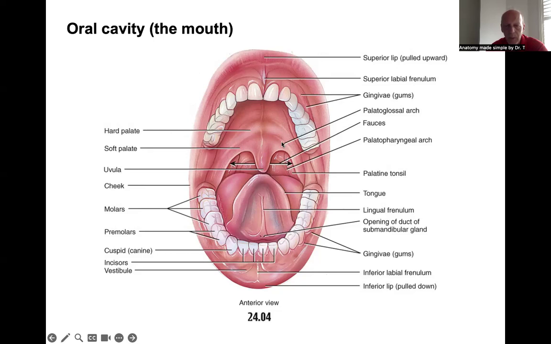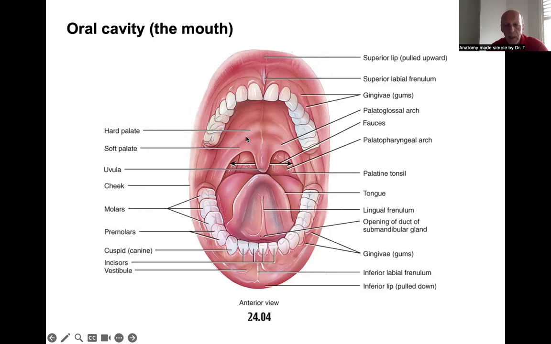Posterior to the hard palate comes the muscular segment of the palate covered with mucous membrane. We call it the soft palate. And one of the interesting details of the soft palate is the uvula, which we see hanging free from the soft palate in the midline.